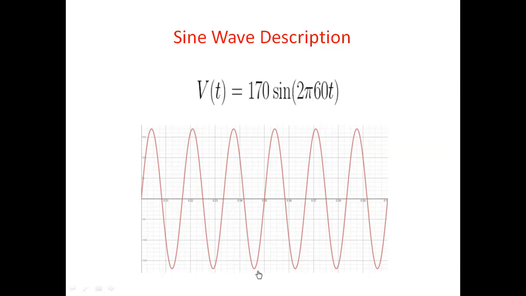Additionally, 60 cycles of the sine wave occur every second. 60 hertz frequency means 60 cycles per second. Here in this graph only a few cycles are shown.